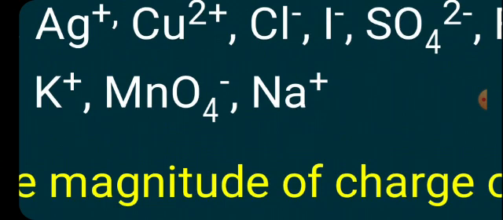So positively charged ions are cations, and cationic radicals are always basic in nature. A negatively charged ion is an anion. Anionic radicals are always acidic in nature.